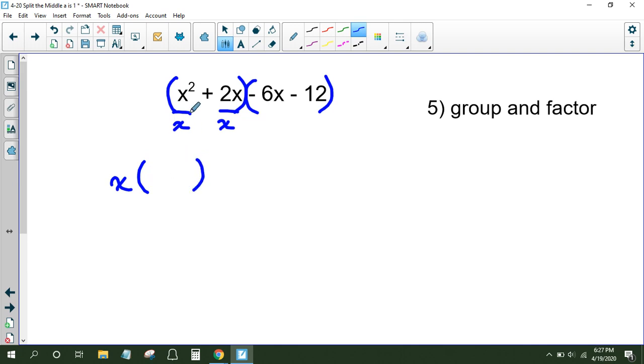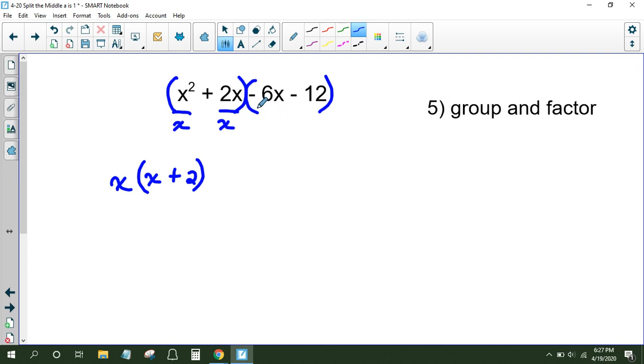And what goes inside the parentheses? x squared divided by x gives us x. 2x divided by x gives us 2. Second set of parentheses. Now remember, when we factor something out, what we're trying to have left in the parentheses is this x plus 2 again, right? We want to have the same thing in the parentheses.